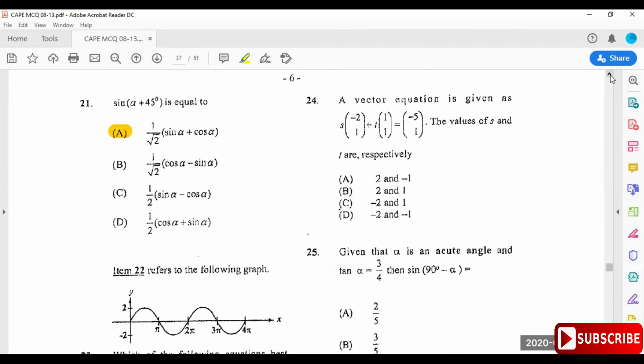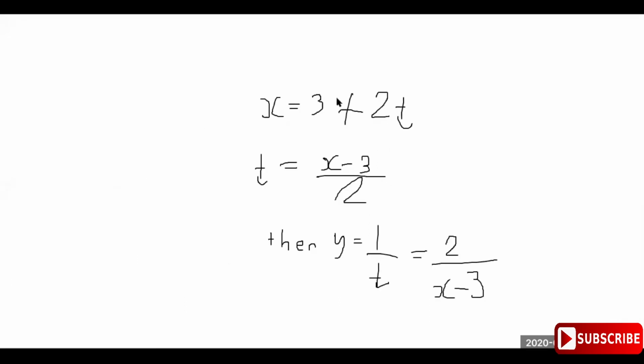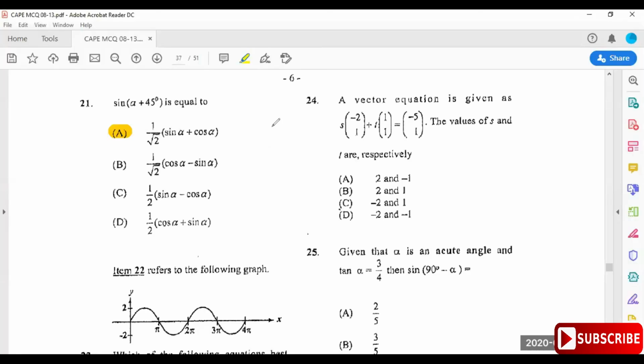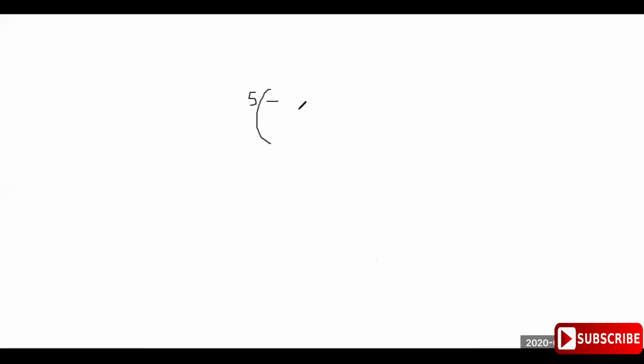So question 24. We're given a vector equation: s times (-2, 1) plus t times (1, 1) is equal to (-5, 1). And you want to find the values of s and t. So you're going to set up 2 simultaneous equations. Well, this is not a 5. This is just my way of writing s. I struggle with writing s different from 5.